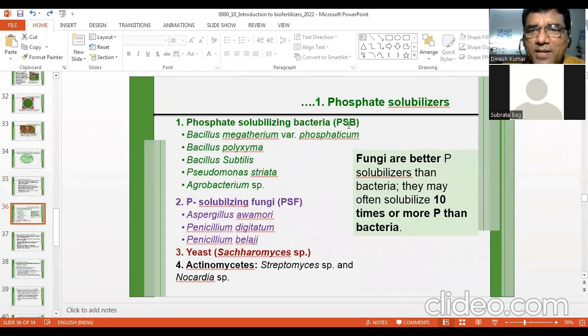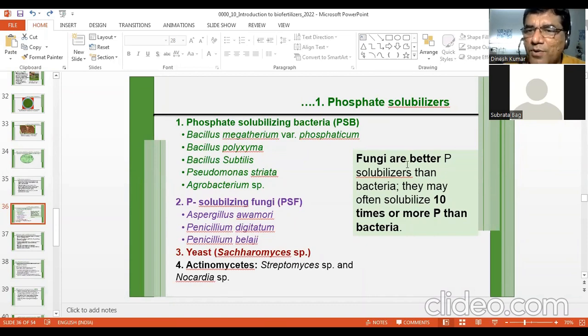So phosphate solubilizing bacteria are Bacillus megaterium var. phosphaticum, Bacillus polymyxa, Bacillus subtilis, Pseudomonas striata, Agrobacterium species. So these are species of phosphate solubilizing bacteria. And then phosphate solubilizing fungi, PSF: Aspergillus awamori, Penicillium digitatum, sorry, it is Penicillium bilaii, and yeast Saccharomyces species or Saccharomyces cerevisiae is also there. Actinomycetes include Streptomyces and Nocardia. So all these organisms can solubilize the phosphorus.